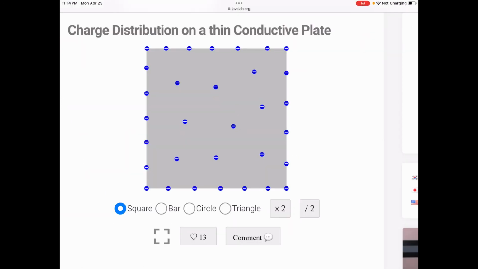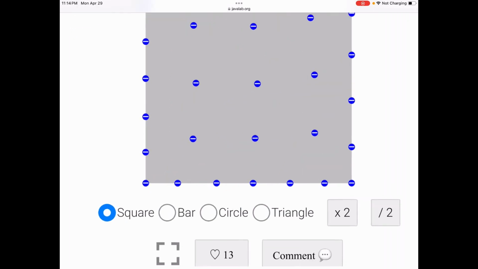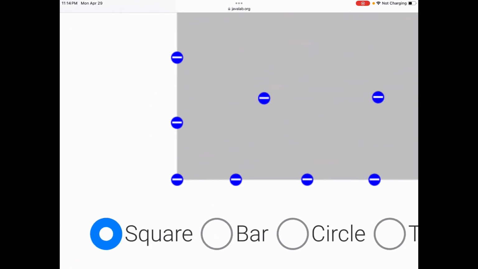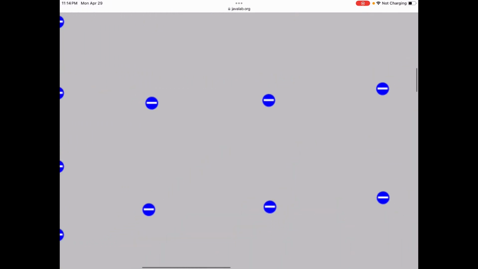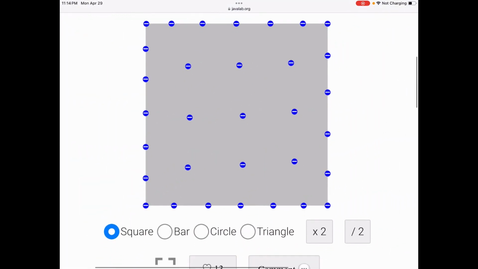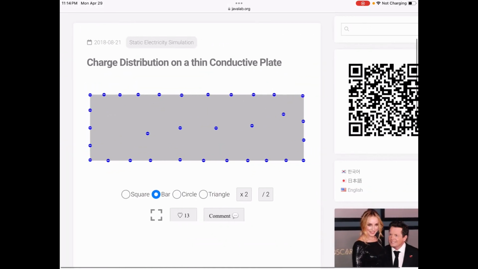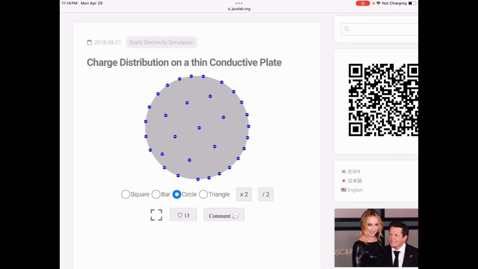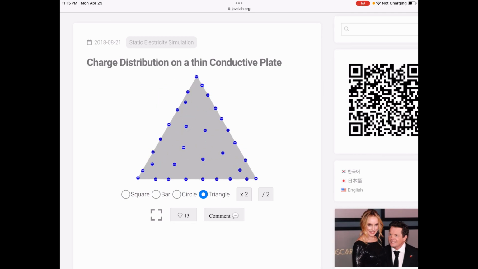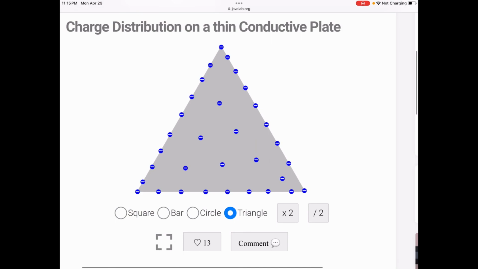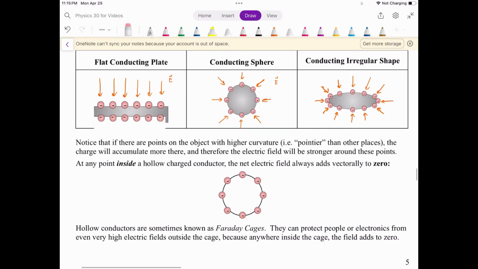Just to give a little visual here, right? There are the electrons spreading out, but notice here at the corners, there's more electrons packed into a tighter space than, say, here, right? They have a little more room there, okay? A bar, same idea. A circle, they spread out. Triangle, right? Look at the corners. We get more packed in at the corners than we do at the edges. So that's what it's talking about here, right? If there are points on the object with higher curvature, in other words, pointier than other places, the charge will accumulate more there, and therefore the electric field will be stronger around these points.